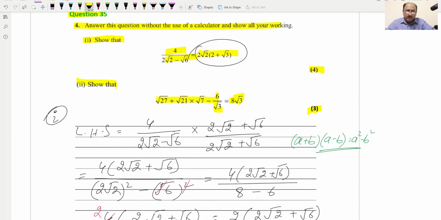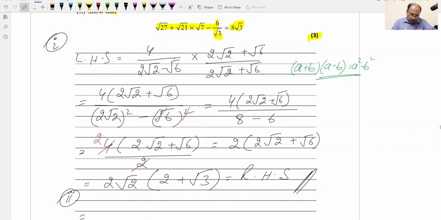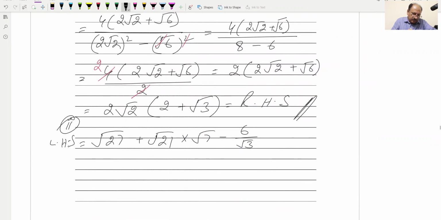Now for part 2, the second part, we have to show that this side is equal to 8 under root 3. This is also a 3 marks question. So we can write the left hand side: under root 27 plus under root 21, multiplied by under root 7 minus 6 over under root 3. So this is the left hand side.